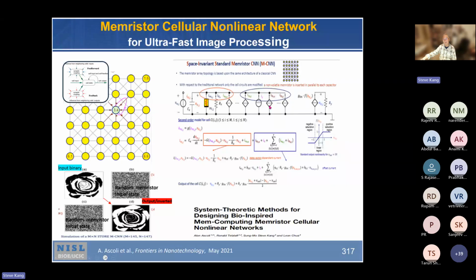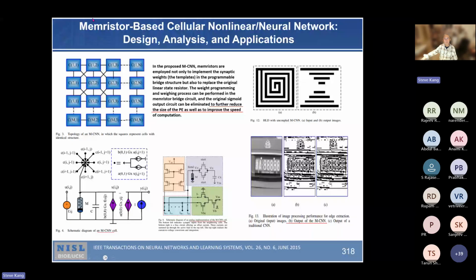And in fact, Ronald Tetzlaff applied this to the iron metal melting process, and he can watch how iron is being melted and then being formed. So it was an industrial application for doing that, using very fast, ultra fast image processing, using a memristive cellular nonlinear network. Memristive cellular nonlinear network design, analysis, application.